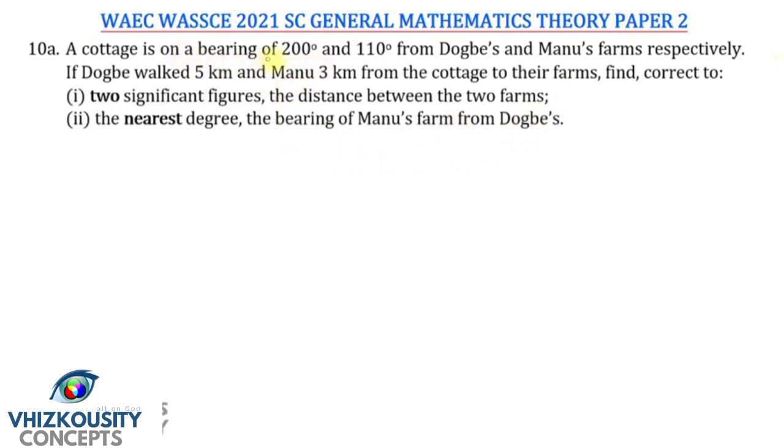Now, we are told that the cottage is on a bearing of 200 and 110 from Dogbe's and Manu's farms. So we need to take the bearing of 200 from Dogbe and 110 from Manu. In the first case, we want to locate 200 degrees. We draw our cardinal points, with north, south, east, and west. We will notice that 200 will be in the third quadrant, because north to south is a straight line, that's 180 degrees, so 200 will be just a bit off of that. So we can look at a scenario coming like this.